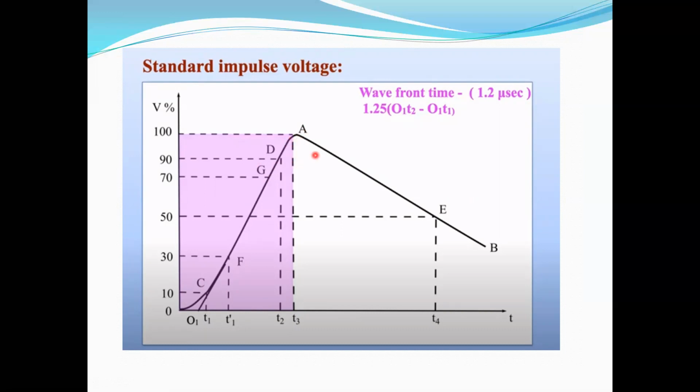Okay, so from 0 up to T3 is called the wave front time. Wave front time is approximately 1.2 to 1.25 microseconds. It's a very short time. Within that very short time, the high voltage appears across the test object. That is what we have to observe.